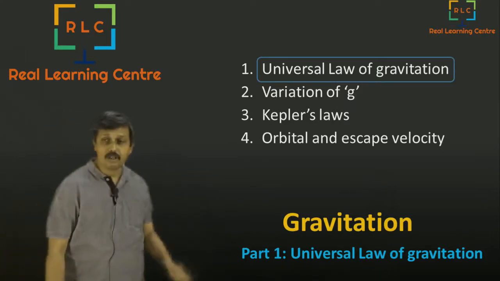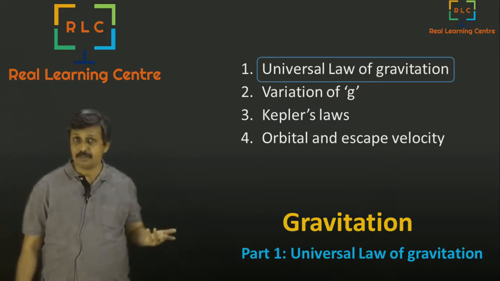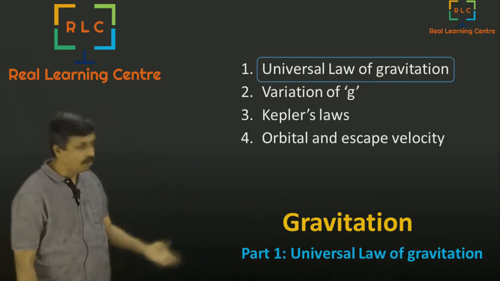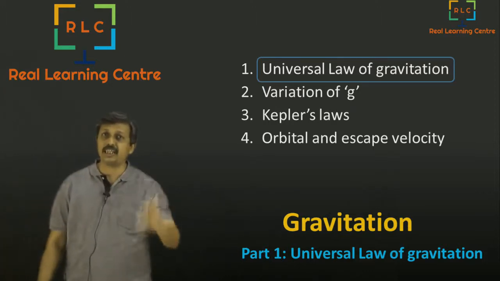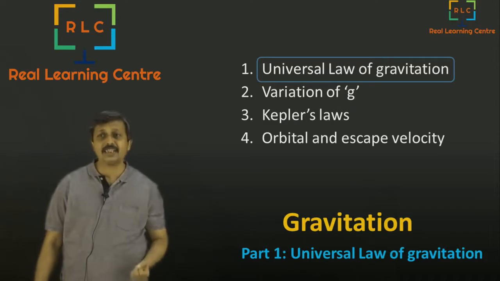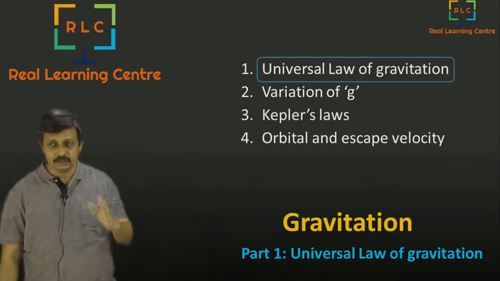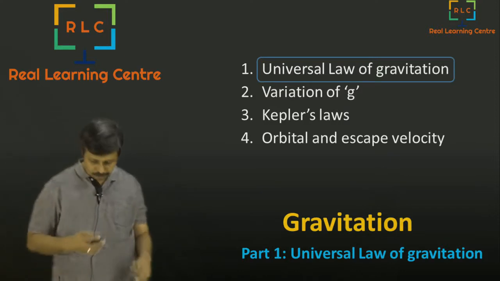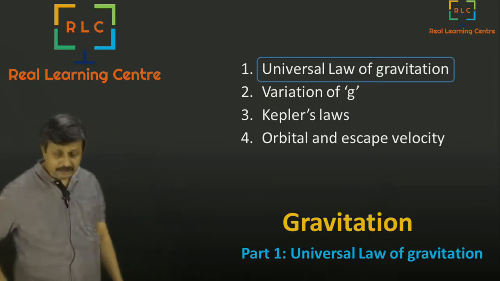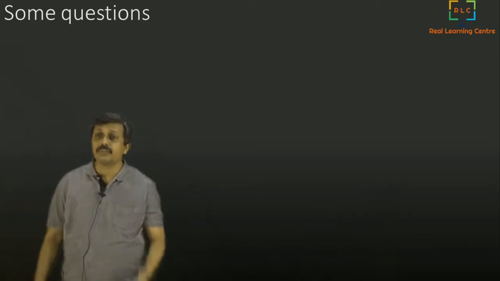In the third one, we talk about Kepler's laws, which talk about elliptical orbits and so on. And finally, we talk about the potential energy and kinetic energy of the orbits, and also orbital velocity and escape velocity. How do we go away from Earth? These are the points that we are going to talk about. Now, let's start with the first one, which is the universal law of gravitation.